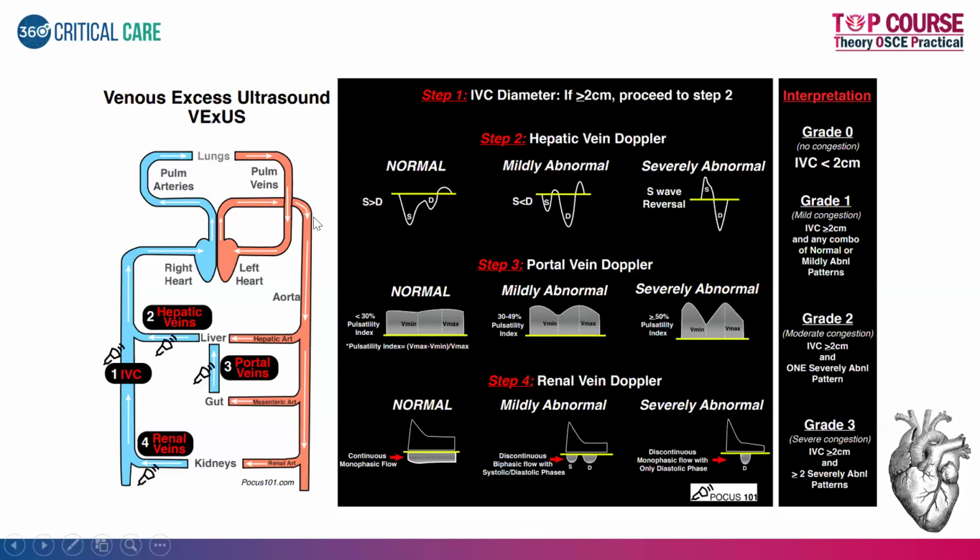So it usually starts with the IVC diameter, then goes to hepatic vein Doppler forms, portal vein Doppler forms, and renal vein Doppler forms. What we need to see is the continuity, the pulsatility of the waves, and the morphology of the S and the D waves. When we talk about hepatic veins, we see the systolic and the diastolic waves. The pulsatility index is what is seen in the portal vein, and in the renal vein we see continuous monophasic flow as compared to an intermittent diastolic flow, which is seen in severe congestion. I'm not going into detail of VEXUS because VEXUS in itself needs to be discussed separately.